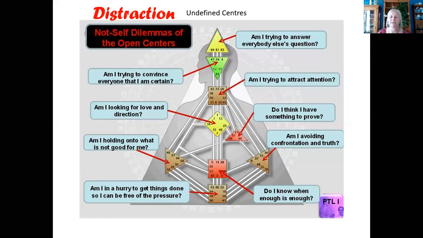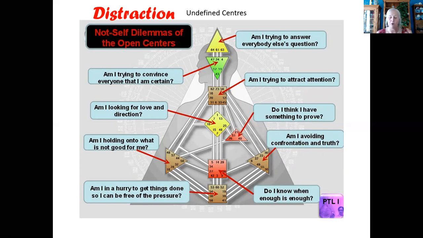Okay, so this is how we get distracted from our strategy and our authority, through the undefined centers. Now, I know in this chart they're all colored in, but that's just to help you see the differences between them. But imagine these are all the white centers. So look now at your chart, at your white centers. What is white in your chart? And then the not self dilemmas are where you're going to go into your mind to try and make a decision to compensate for something that maybe you feel you should have that you don't have.